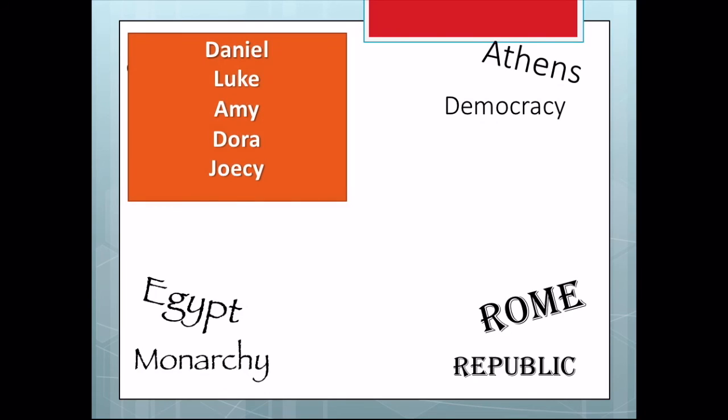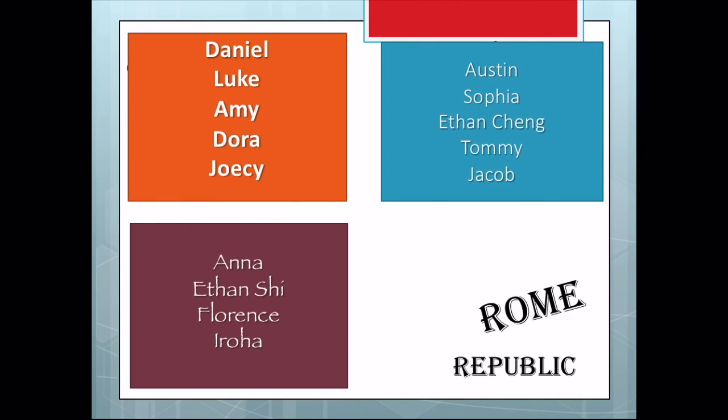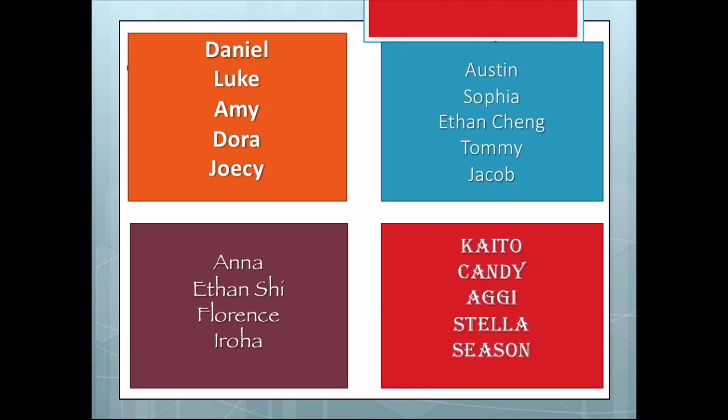For Sparta, Daniel, Luke, Amy, Dora, and Josie. In Athens, we have Austin, Sophia, Ethan Chung, Tommy, and Jacob. In Egypt, we have Anna, Ethan Shi, Florence, and Iroha. And then finally for Rome and studying the Republic, Kaito, Candy, Aggie, Stella, and Season.